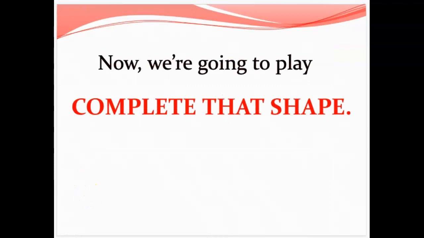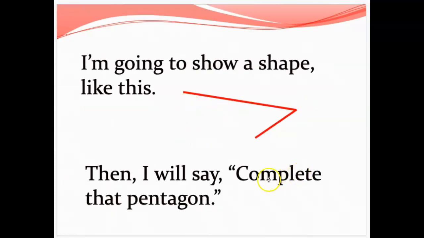Now we're going to play a game. It's called Complete That Shape. You can play with your spaghetti pieces that you should have 6 of, or you can play by drawing the different shapes and then adding to them. So I'm going to draw a shape that looks like this. Then I will say complete that pentagon or another shape. I know that a pentagon has 5 sides, so right now I have 2 on the shape. That means I know I have to add 3 more sides to make this shape a pentagon.